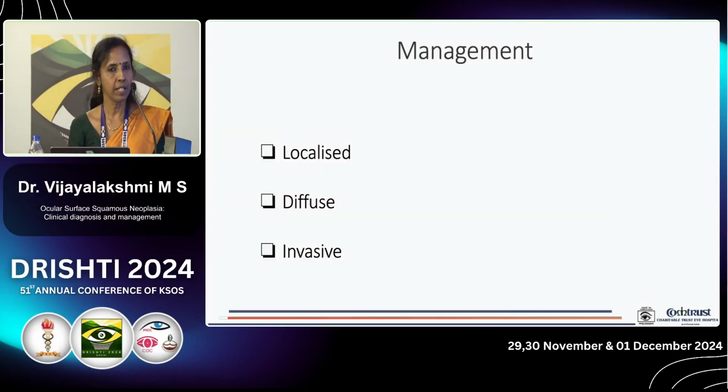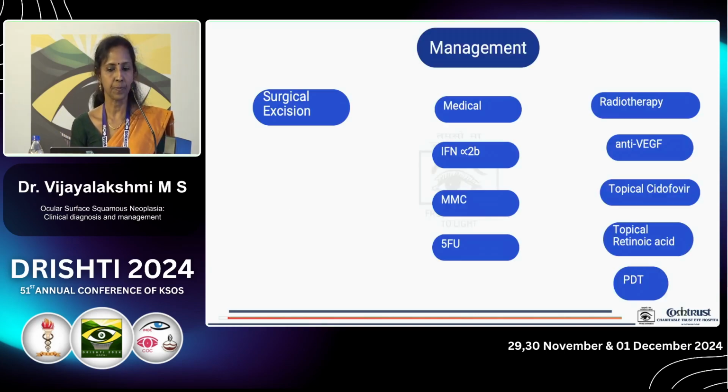Now, how do we manage? Suppose it is localized or diffuse or invasive. The management is different. When it comes to localized, you can go for topical medical therapy. Diffuse, again, you can go for medical therapy, because when it is diffuse, it is difficult to do a large area of excision, and it can result in limbal stem cell deficiency. Again, when it comes to invasive, first we can go for chemoreduction, surgery, and it may require radiotherapy also. So these are the different modalities of management.